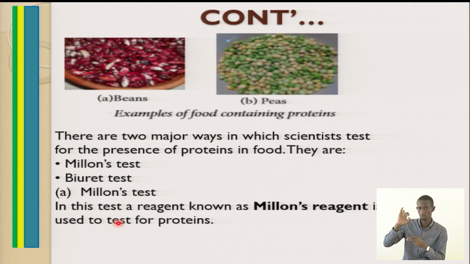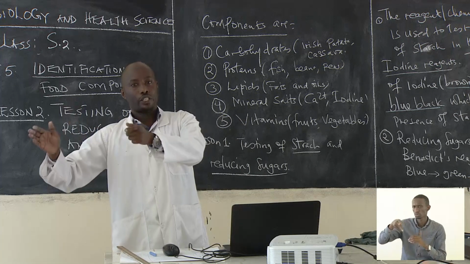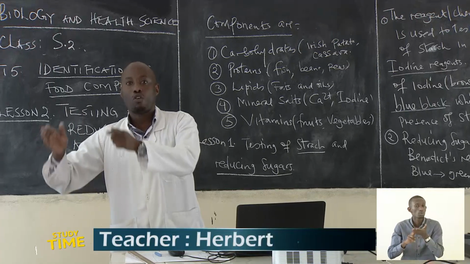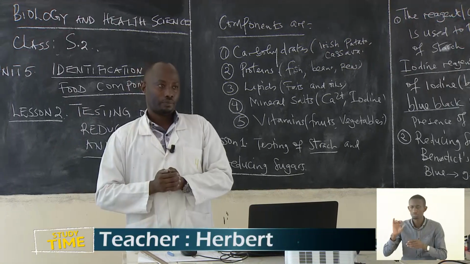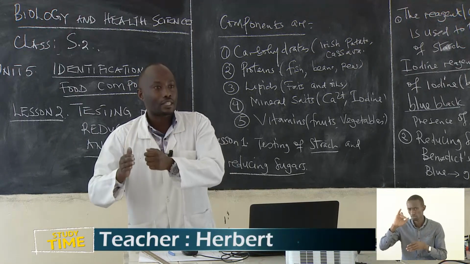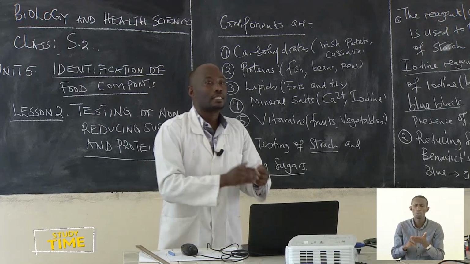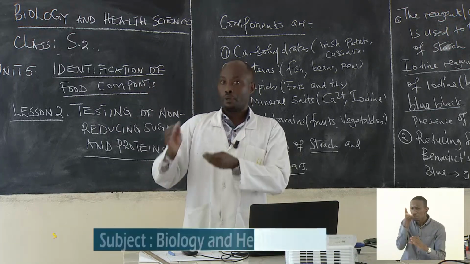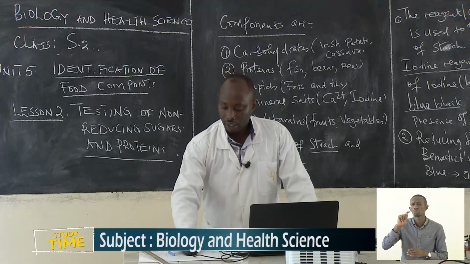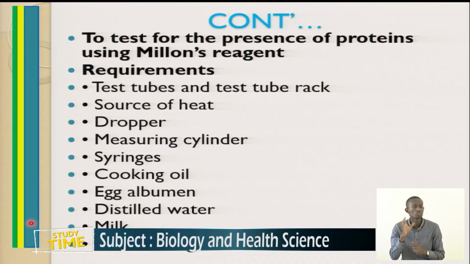It is used to test the presence of proteins in the food. We use Millon's and Biuret to test the presence of proteins in the food sample. These are tests that confirm that the food contains proteins, all right? Let's go through the procedures.